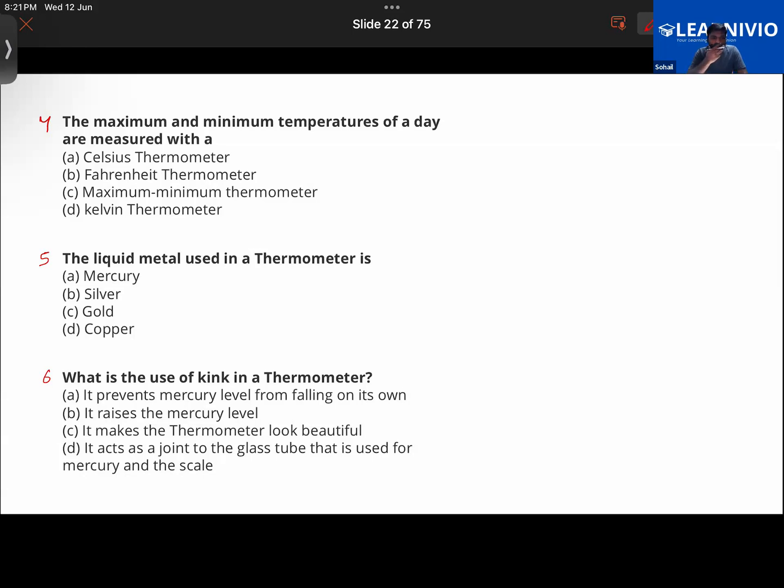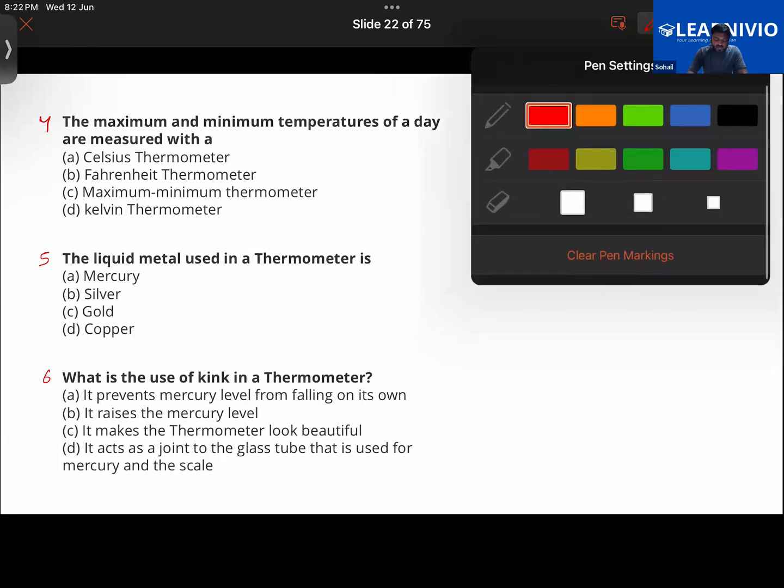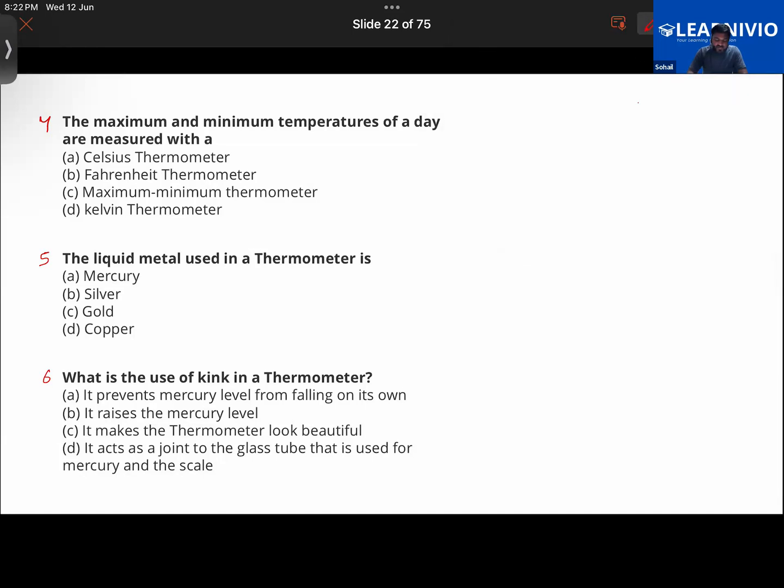Okay, Sullivan, let me check. The first one is correct. Second one is also correct. Third one also is correct. Very good, Sullivan. Yes, Fatima, waiting for your answer. In a digital thermometer, we use an electronic device. What is the name of that electronic device used in a digital thermometer?